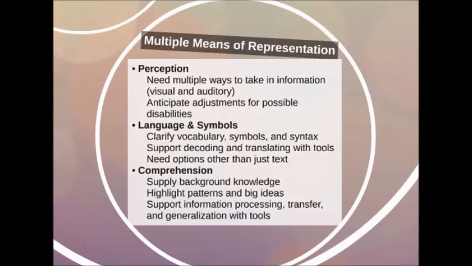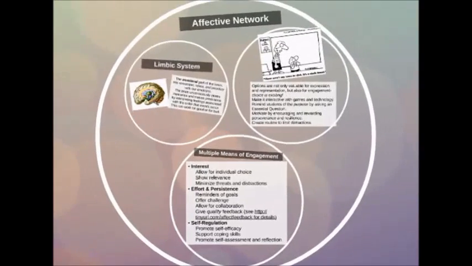Information processing also includes language and symbols. We should clarify vocabulary, symbols, and syntax, and support decoding and translating with tools. Students need options other than just text. We can ensure comprehension by supplying background knowledge, highlighting patterns and ideas, and supporting information processing, transfer, and generalization with tools. A link to tools and resources you can use will be made available at the end of the presentation.